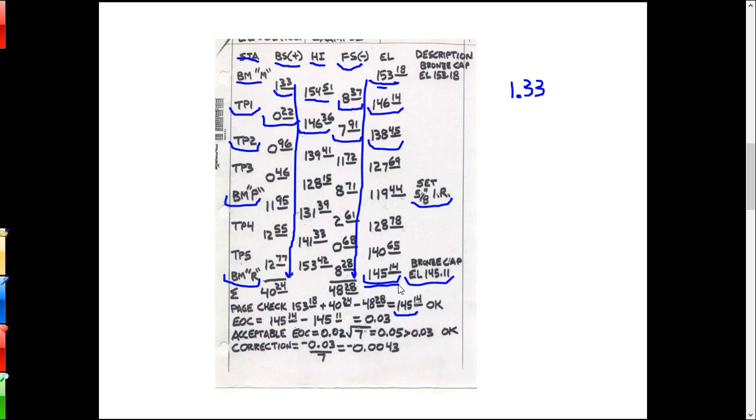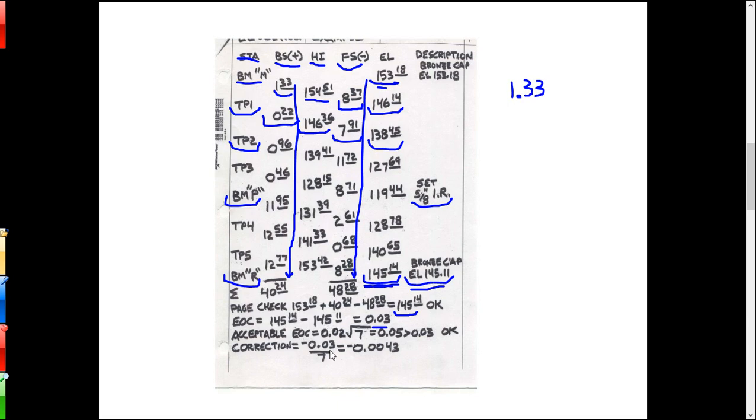The next thing we want to do is get the error of closure. We got 145.14. We know the elevation of that benchmark we closed to is 145.11. So if we take 145.14 minus 145.11, we get 0.03. That's the error of closure. We came in 0.03 feet, 3/100ths of a foot, too high.